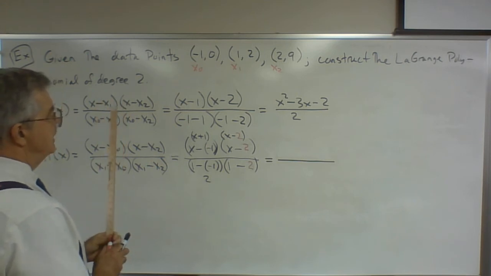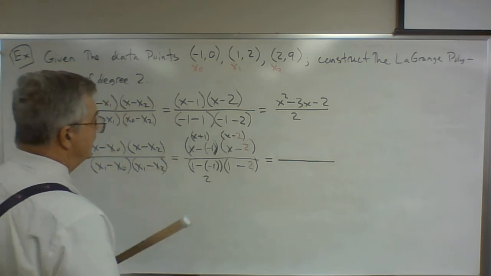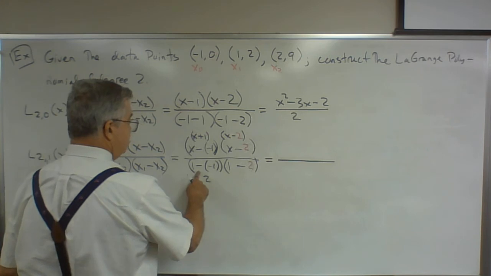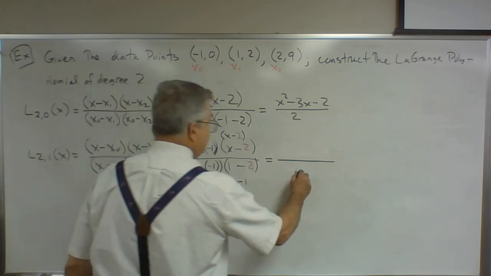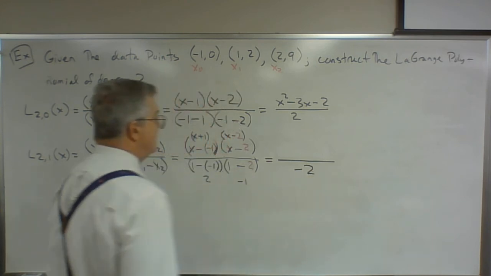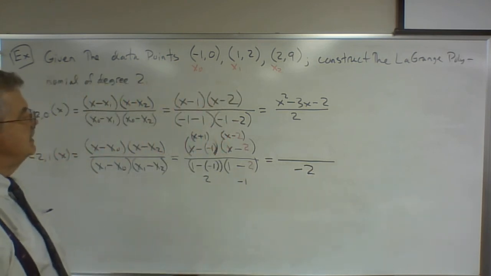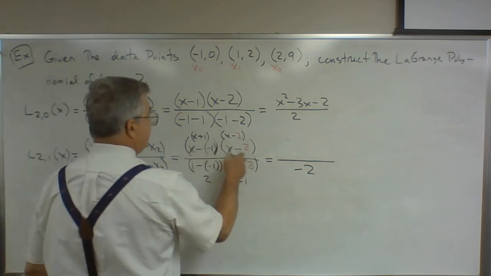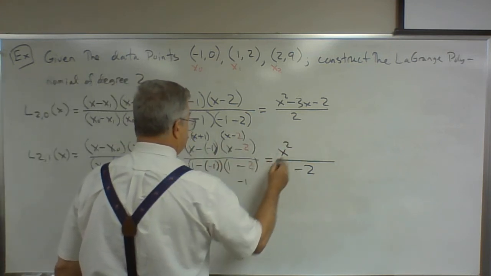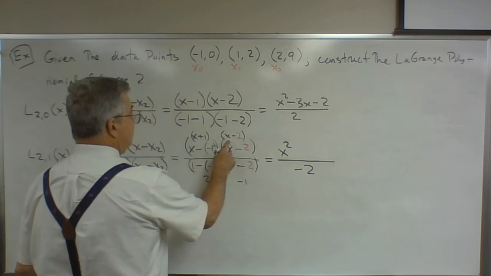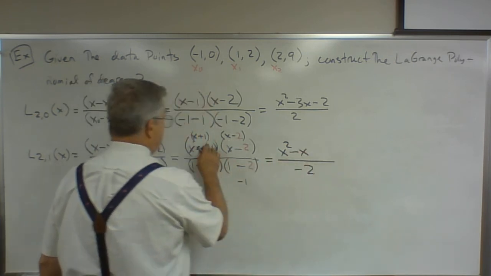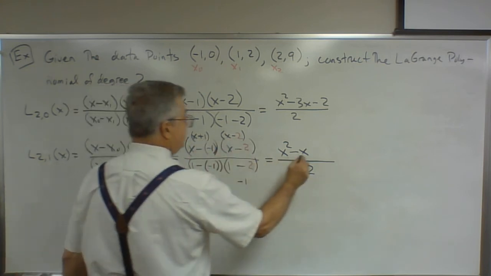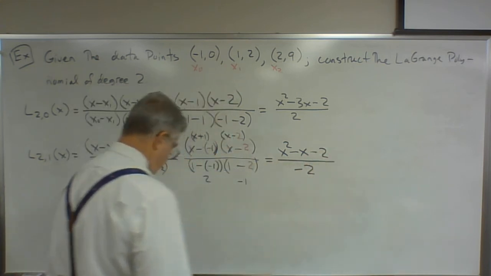And if I plug in x1, I should get 1. Let me multiply this junk out. And what I should get is 2 times negative 1. So I should get a negative 2 on the bottom. And on the top, I should get x squared plus x minus 2x is minus x. 1 times negative 2 minus 2.